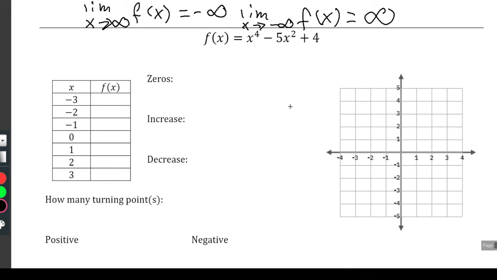So with this one, we weren't given the function. Well, we were given the function, we weren't given the table. So what I've done is I've used Desmos to graph it for us so we can get these specific points out.